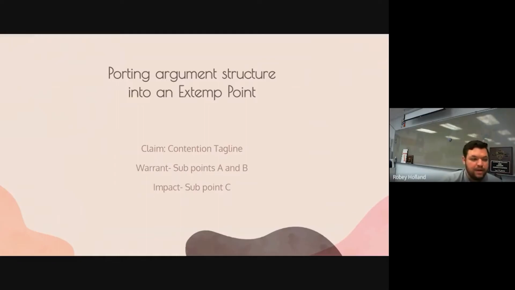So using the same idea of claim, warrant, and impact, this also exists in an extemp point. So your claim is going to be your contention tagline, right? The thing that you're going to preview at the beginning of the speech and are going to be the three major reasons to support whatever answer you're giving to the question that you've been asked. Your warrants are going to come in the form of subpoints A and subpoints B of your extemp speech. And then finally, your impact is always going to take place as subpoint C.